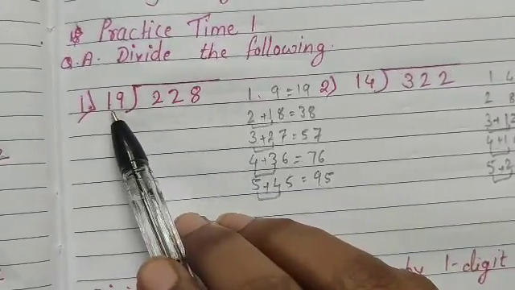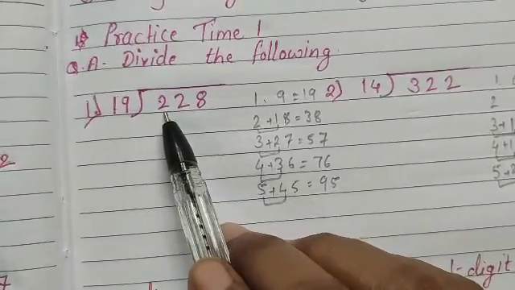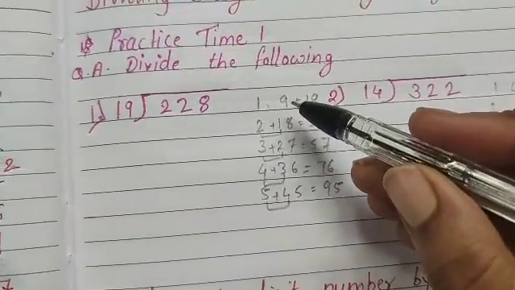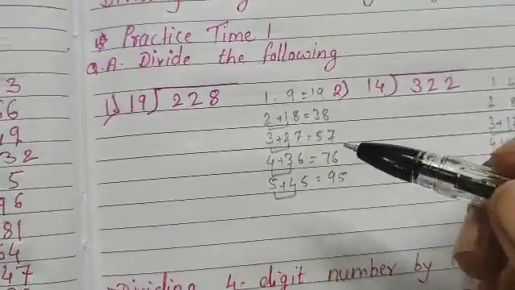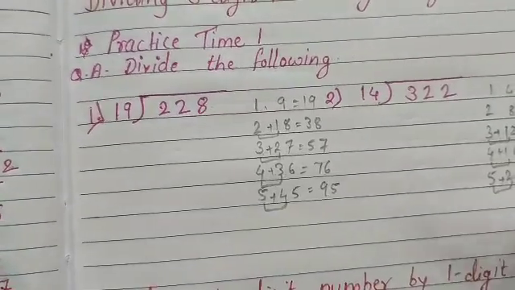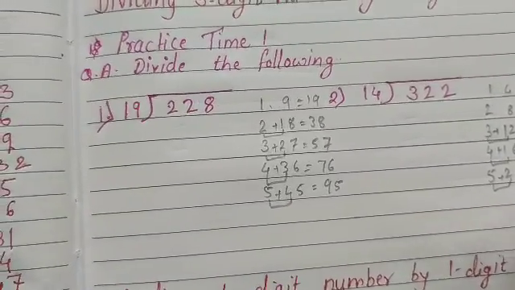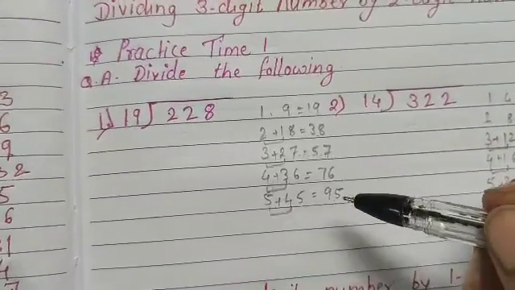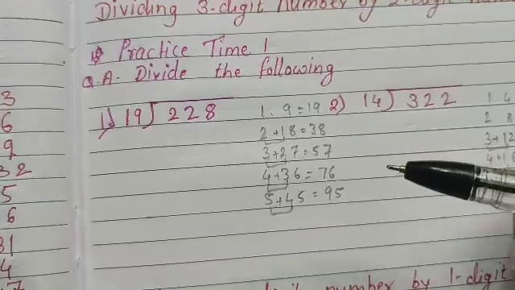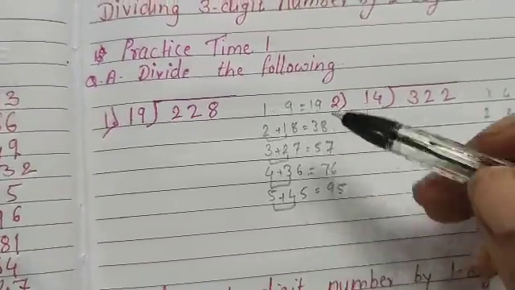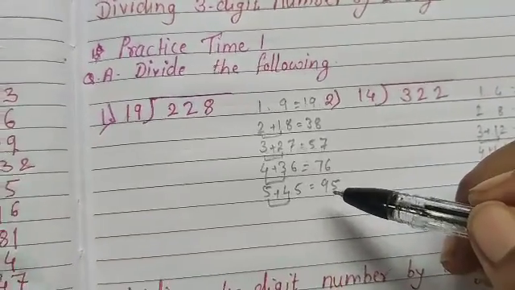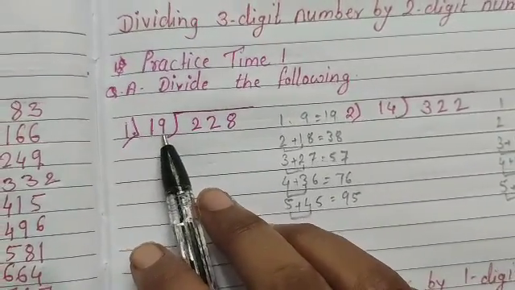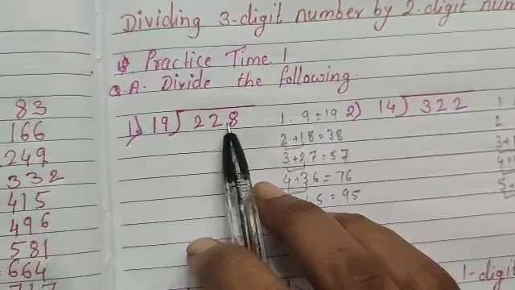Student, we have to divide 228 by 19. So student, I made a 19 table here. First of all, whenever you have to divide by a 2-digit number or by any number, at that time you have to write a table of that number at least till 5. If it is needed, then you can do it for more, but at least till 5 you have to make a table. So now student, we have to divide 228 by 19.